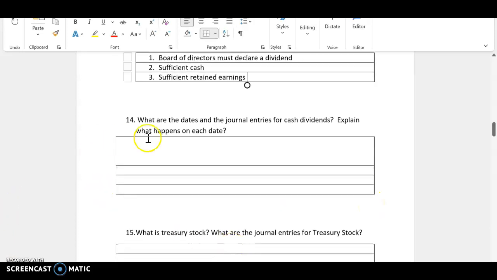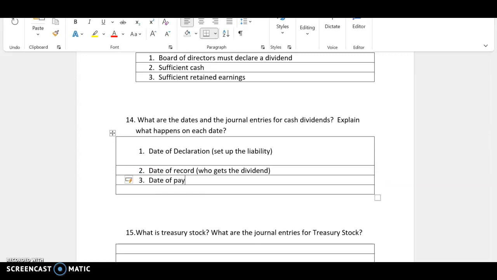Okay, so what are the dates of the journal entries for cash dividends? First, we have the date of declaration, and this is where we set up the liability. So we set up the liability, we promise to pay on that date. Then we have the date of record, and this determines who gets the dividend. Okay, and there's no journal entry on that date. And then we have the date of payment. This is when we pay the cash.